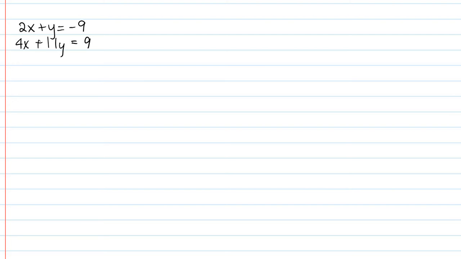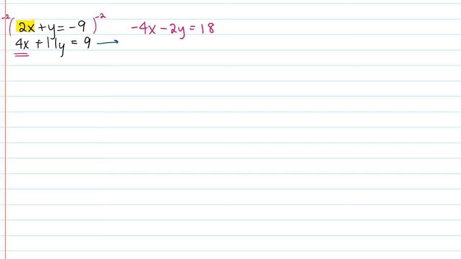I suggest that we take our first equation, and if we want to eliminate x's, I need to make this 2x into something that would eliminate with this 4x. Well, let's multiply by what would give us the opposite of 4x. What's the opposite of 4x? Negative 4x. So if we multiply by negative 2 everywhere on this equation, we end up with negative 4x minus 2y equal to positive 18.